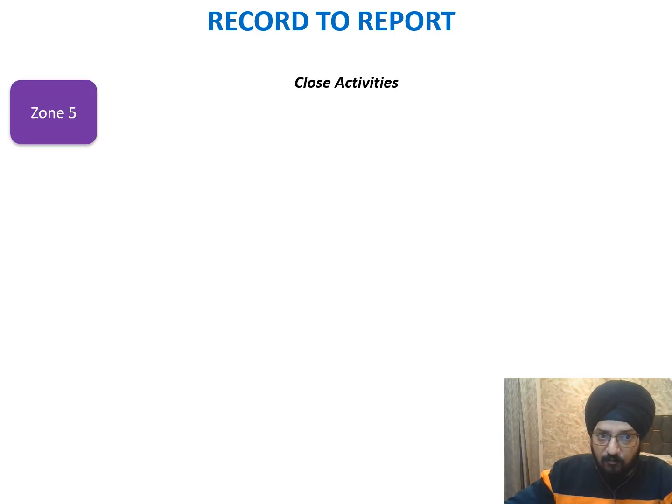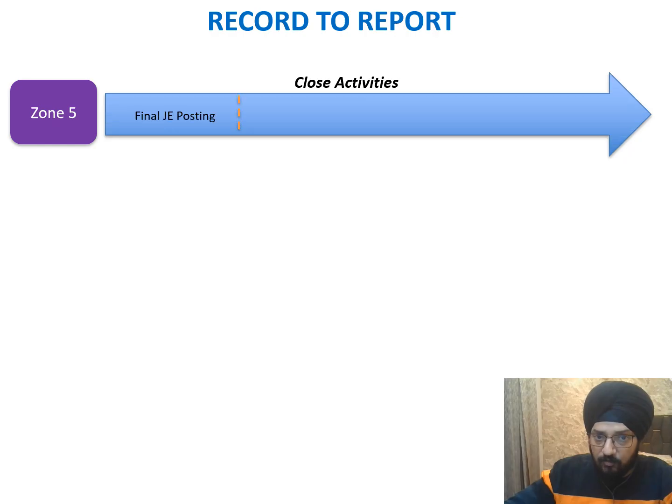Okay, so we have another four zones here. We discussed the pre-close zone and all the entries, adjustments, and reconciliation being done, which means that we have a stage done and completed. Now we are at a stage where we can start the closing. So we have started with the close activities. What are the activities that we need to do at a close? Okay, so final JE posting.